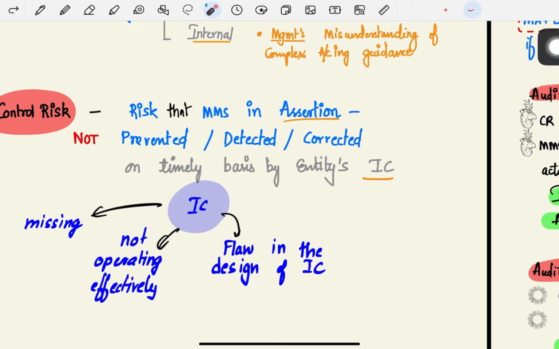So basically, the entity has internal control, and this internal control is not preventing, detecting, or correcting the misstatements in the assertions on a timely basis. Why is it not doing so? Either the controls are completely missing, or they are not operating effectively, or there is a flaw in the design of internal control.